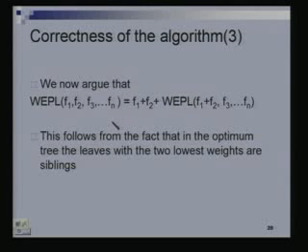We've taken the two lowest weights, so there's some will be minimum. Okay, this will follow from the fact that in the optimum tree, by the optimum tree I mean the tree for which the weighted external path length is the lowest, the two smallest weights are always siblings. Okay, let's prove this fact. Suppose this fact is true, how does this imply this? Why does this imply this?